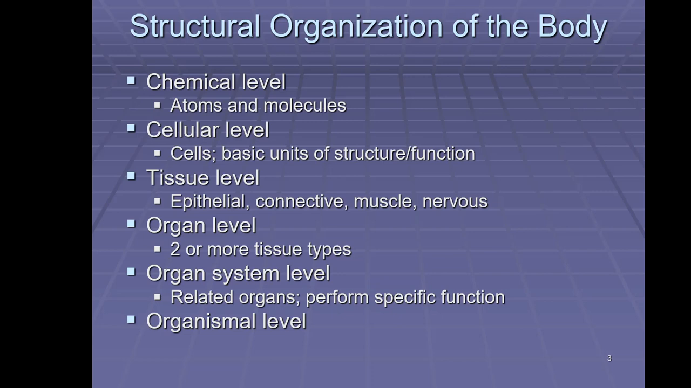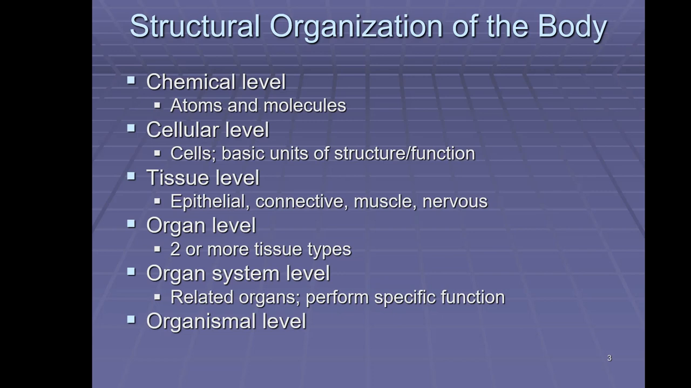Cells get together and form tissues. So tissues are a group of cells working together, and there's 4 types of tissues in the human body. They are epithelial, connective, muscle, and nervous. That's it. Those are the only 4 tissues in the body. Everything else can fall into one of those tissues.